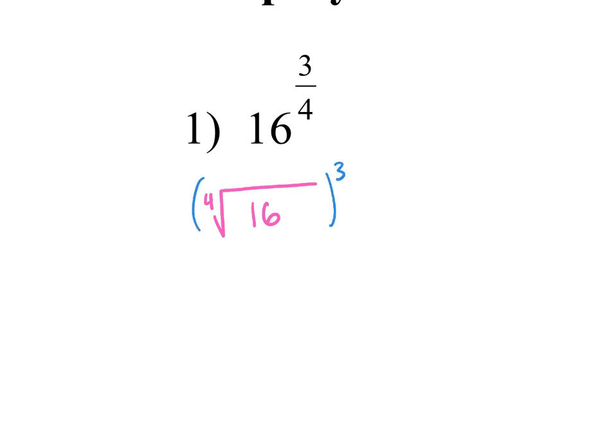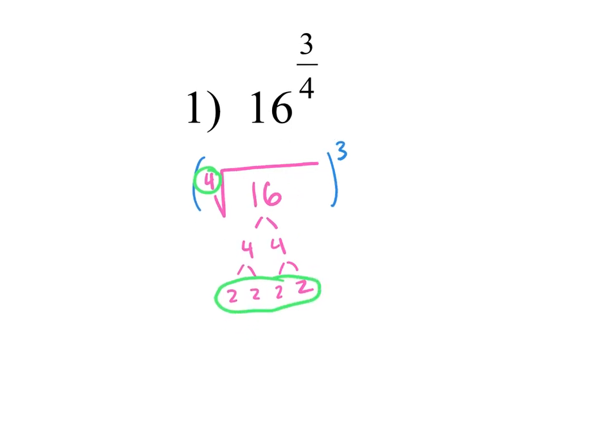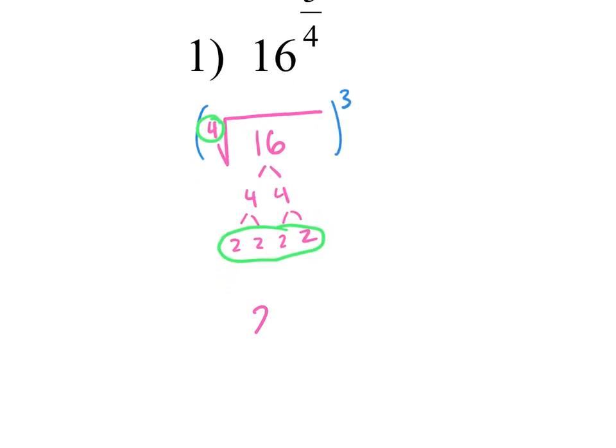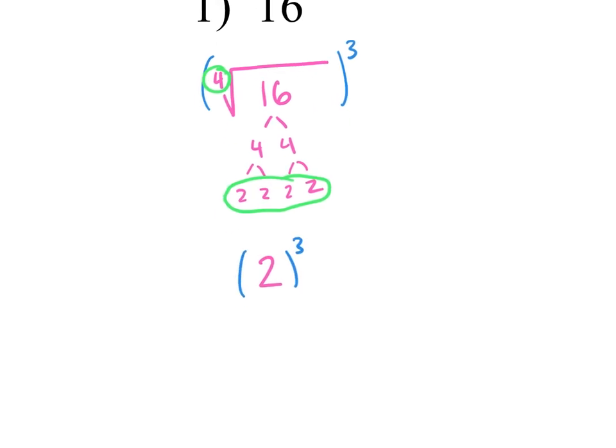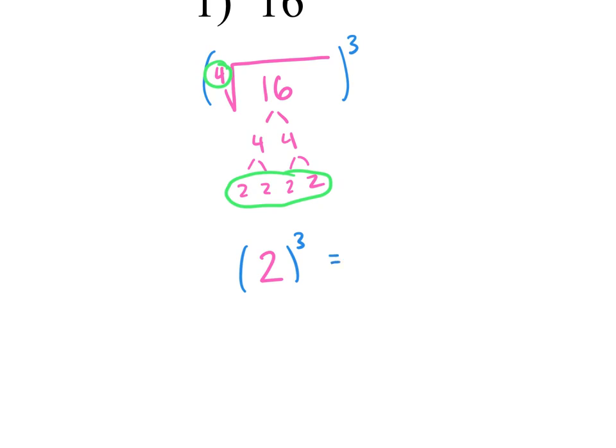So first, let's find the fourth root of 16. So what are factors of 16? 4 and 4. And factors of 4? 2 and 2. So I'm circling groups of how many? Groups of 4. So what's going to come to the outside? A 2. But I still have that 2 to the third power. So what's 2 to the third power? It's like saying 2 times 2 times 2, which is 8. Awesome. So our answer here is 8.